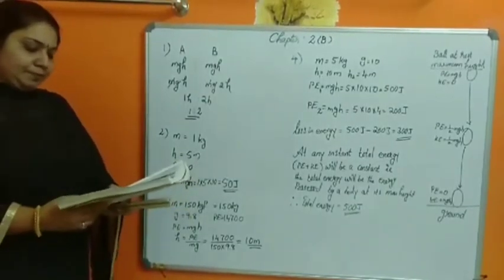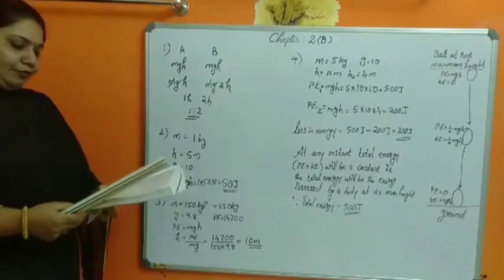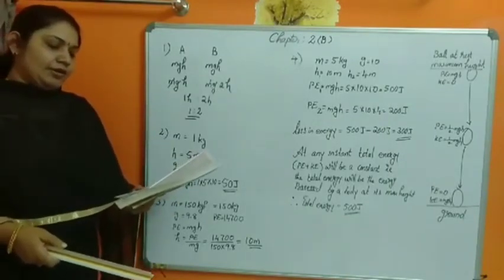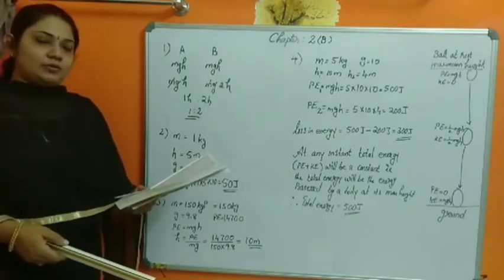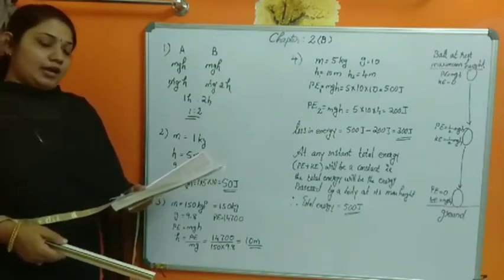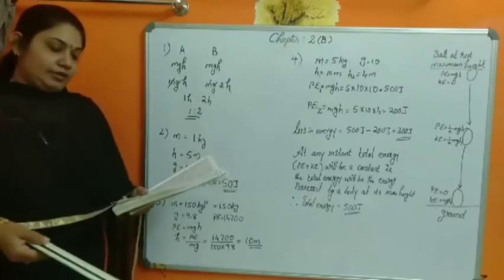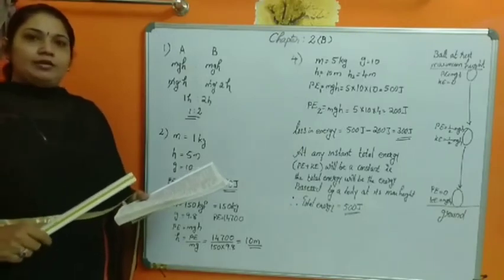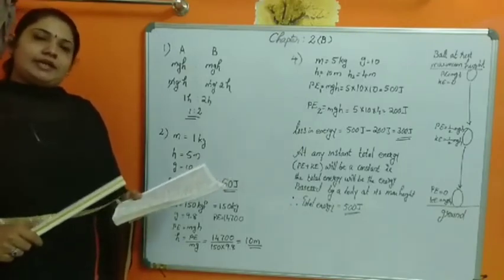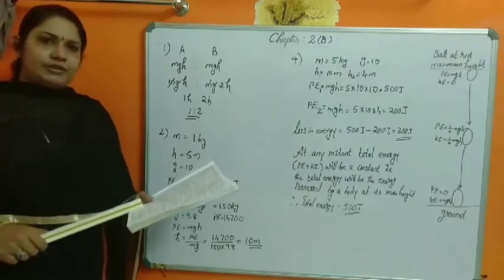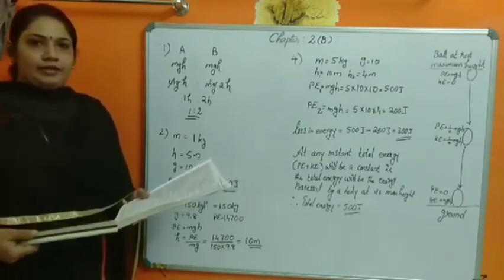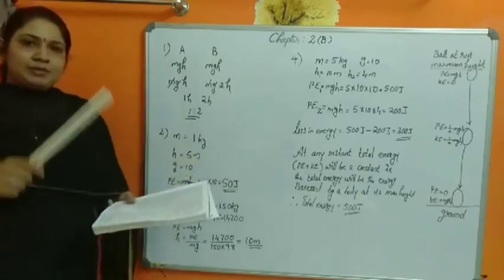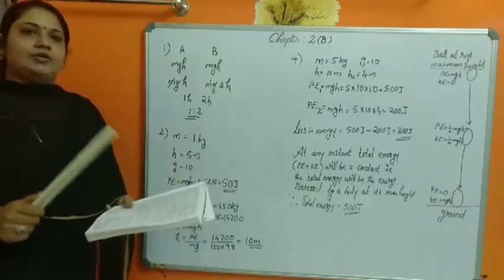Now question number 3. A box of weight 150 kgf has a gravitational potential energy stored in it equal to 14,700 joule. Find the height of the box above the ground. And here g is given 9.8. So the actual value of g, acceleration due to gravity, is 9.8. But if in the question it is given that you are free to take 10, then you can substitute the value as g is 10. But if it is specified, you should take g is equal to 9.8.